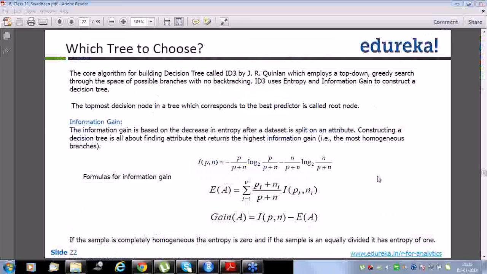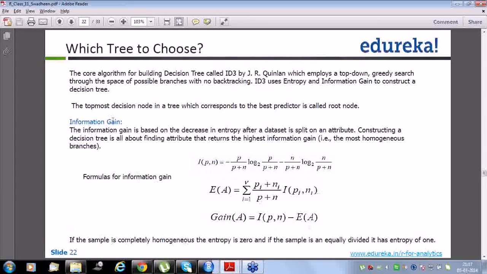We want to choose the tree which has less entropy. Less entropy means more robust, less disturbance. Less disturbance in terms of the dependent variable. Okay? And this is the formula to calculate the entropy and then the information gain. So let's try to calculate these two measures using our data set that we have.